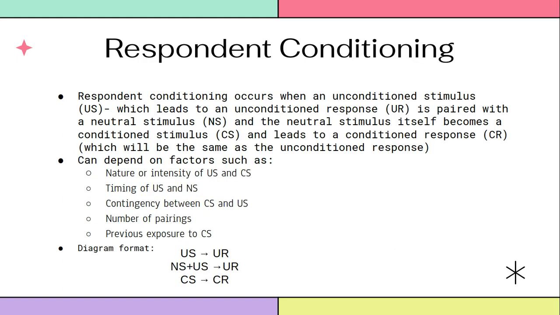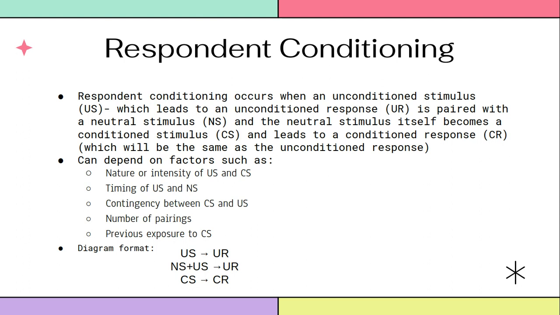So respondent conditioning occurs when an unconditioned stimulus, the US, which leads to an unconditioned response, the UR, is paired with a neutral stimulus, the NS. And then this neutral stimulus becomes a conditioned stimulus later on. This leads to a conditioned response, and this conditioned response, as I stated before, is going to be very similar to the unconditioned response. So respondent conditioning can depend on several factors.